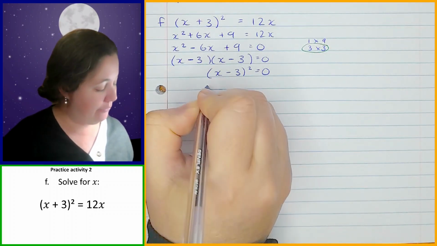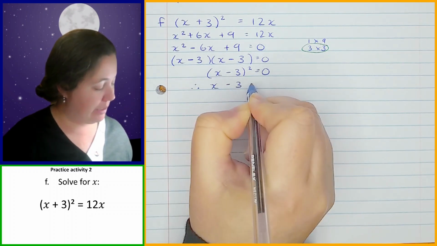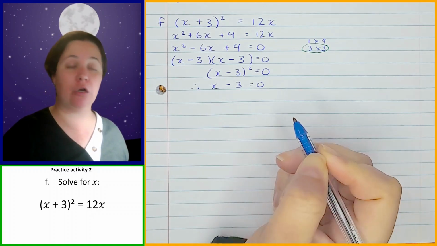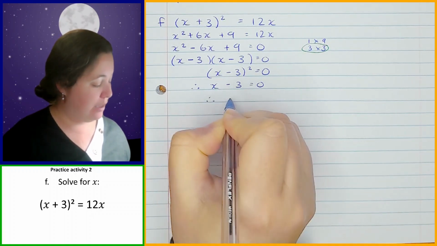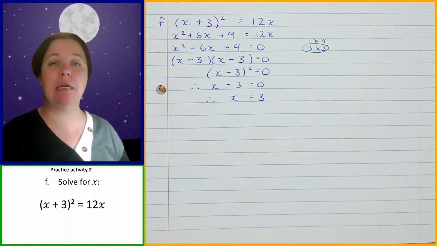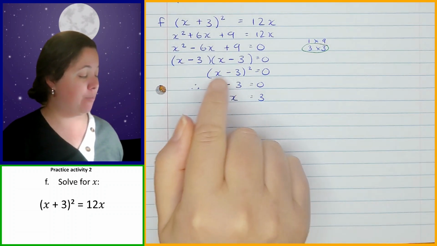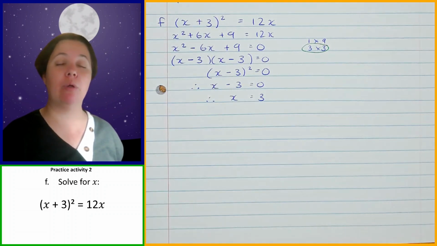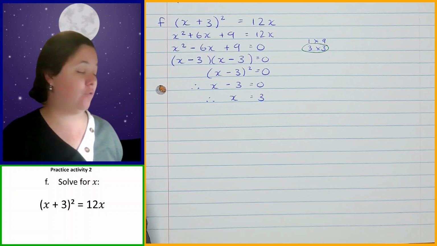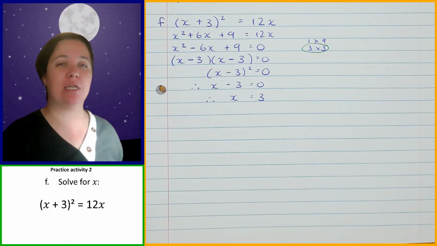Okay, so now I can say, therefore, x minus 3 equals 0, and now I can go and solve for x. So therefore, x is equal to 3. So with quadratic equations, normally you will get 2 solutions. But if you end up with a bracket squared like this, you will actually only have 1 solution for x. Okay, and that's how we solve that equation. So that's what you should have got for question F. And that's how we solve quadratic equations that involve trinomials.